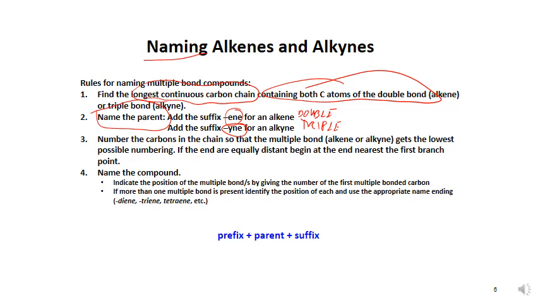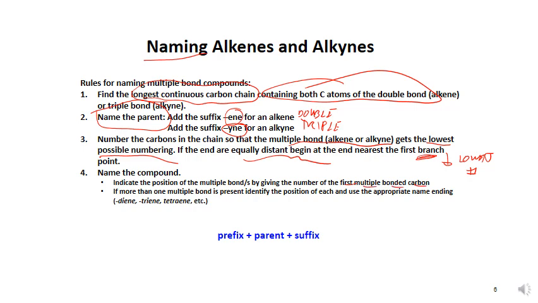And then you get the parent. And then there's the numbering priorities. Number the carbons in the chain so that the multiple bond gets the lowest possible numbering. And if it's equal, then you want the first branch to have the lowest number. Okay, so whenever you gather all that information to finish out the name, you indicate the position of the multiple bond by giving the number of the first multiple-bonded carbon. That's where the double bond part starts.